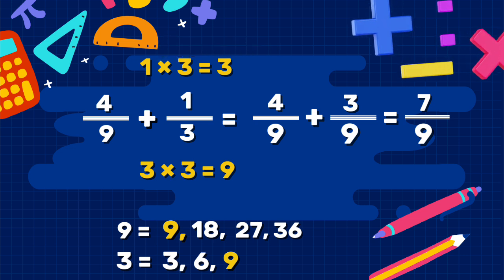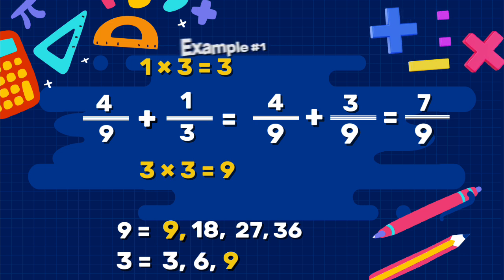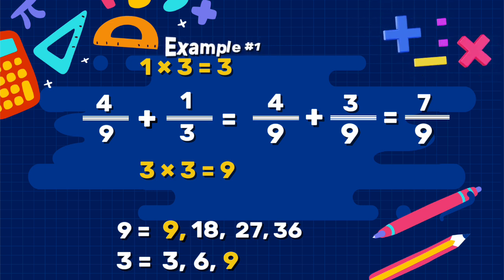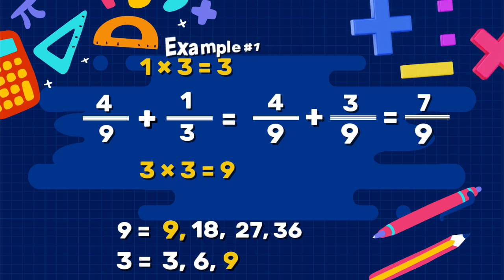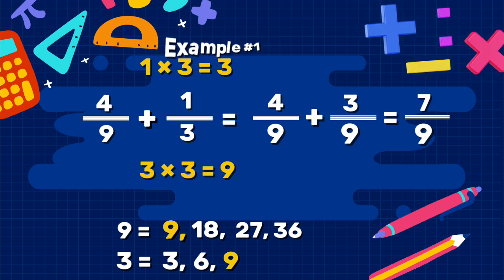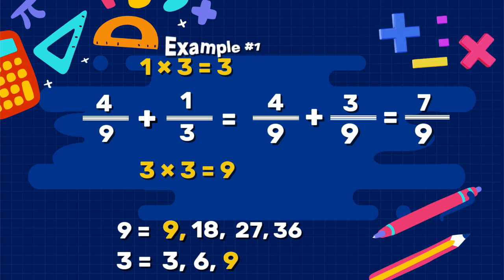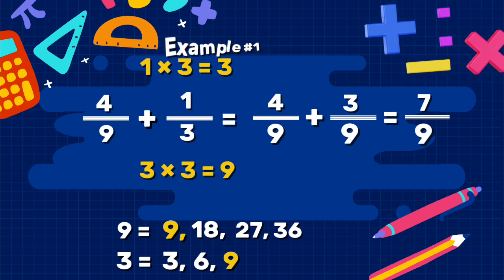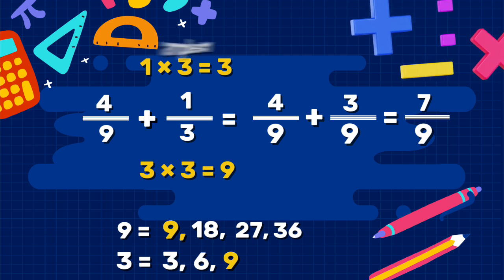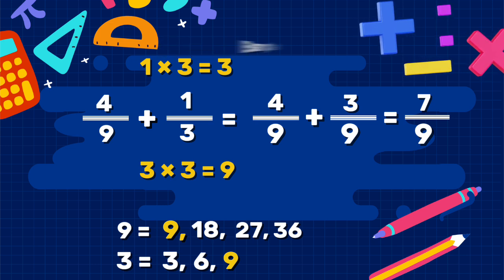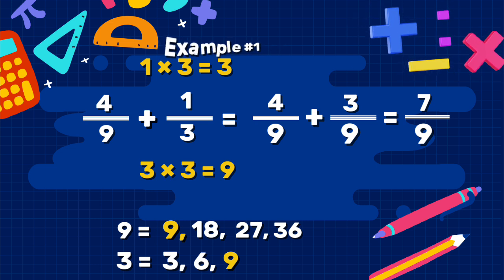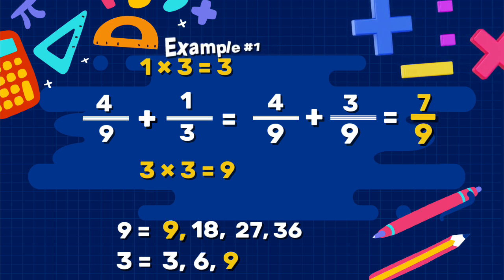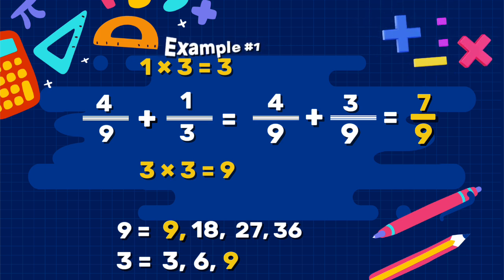Now, it's common practice to simplify fractional answers. So, we look to see if we can break this fraction down at all. Are there any common factors between 7 and 9 besides 1? Can we simplify? No. The only common factor between 7 and 9 is 1. So, this is in simplest form and we are done. 7/9 is our final answer.